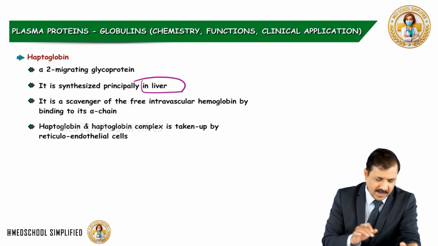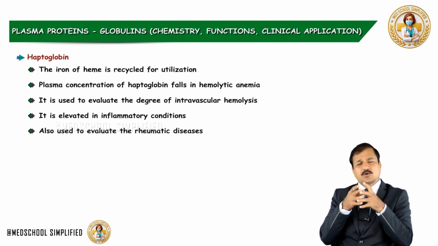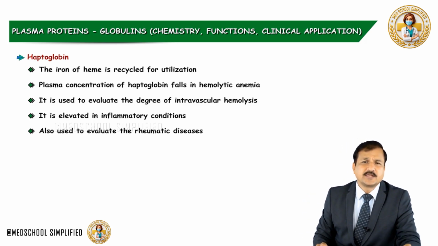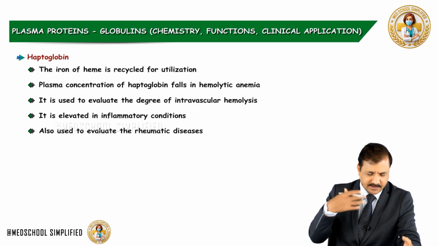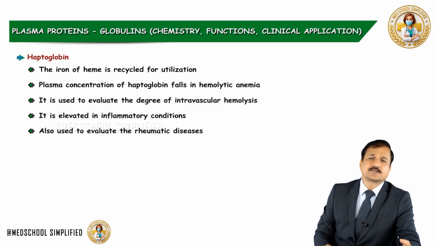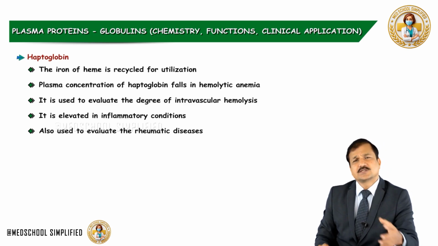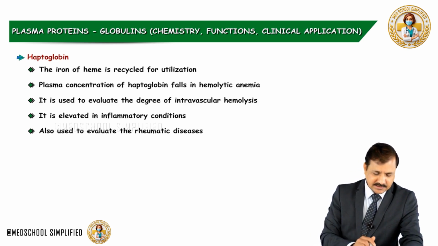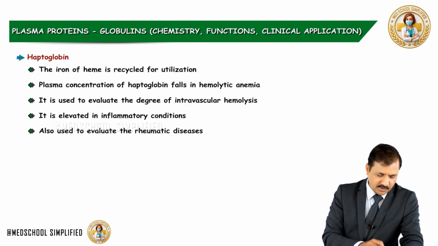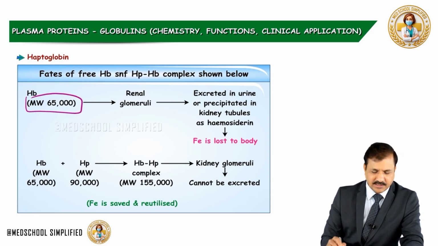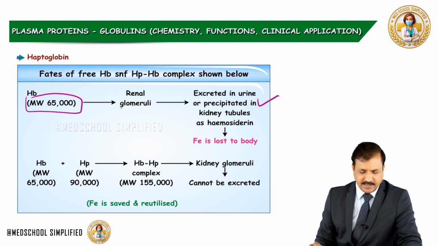That's the important function of haptoglobin, because the hemoglobin-haptoglobin complex is a high molecular weight complex. It is not filtered by the glomerulus, so it will be taken up by the liver, and the liver is going to use the iron present in the hemoglobin molecule for hemoglobin synthesis or heme containing protein synthesis. So that's the use of haptoglobin. Here in the flow chart it shows hemoglobin molecular weight is 65,000. So it can be filtered, renal glomeruli excrete it, so it can get out of our body.